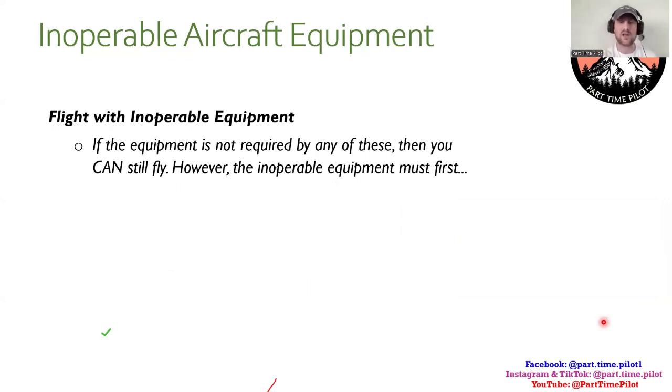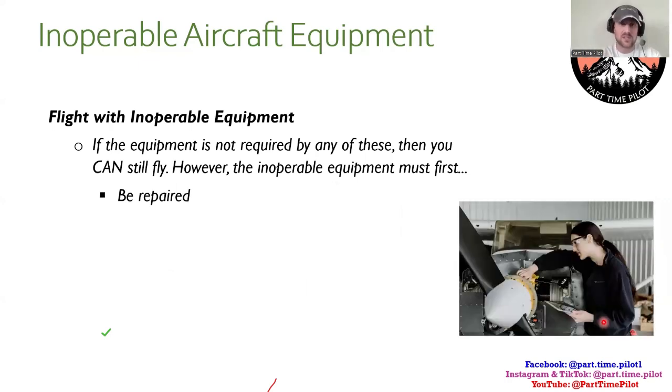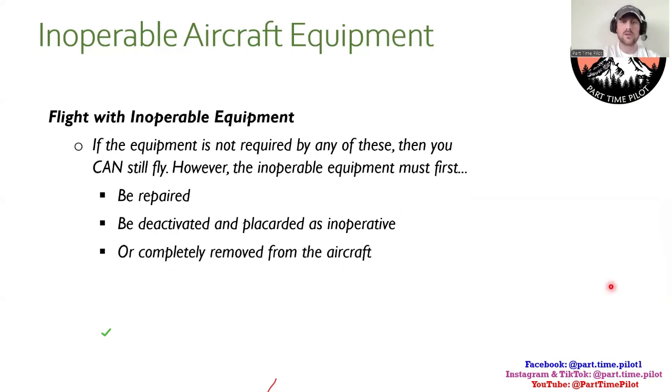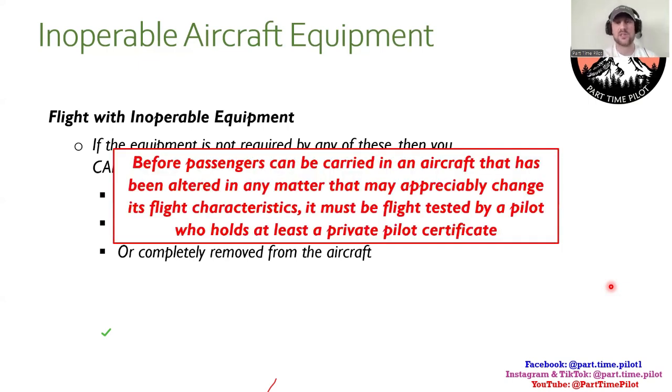However, before you fly, the inoperable equipment must first be repaired, be deactivated and placarded as inoperative, or completely removed from the aircraft. In each of these cases, these actions must be signed off in the aircraft maintenance logs by a mechanic. Only then is the aircraft legal to fly. And before passengers can be carried in an aircraft that has been altered in any manner that may appreciably change its flight characteristics, it must be flight tested by a pilot who holds at least a private pilot certificate.